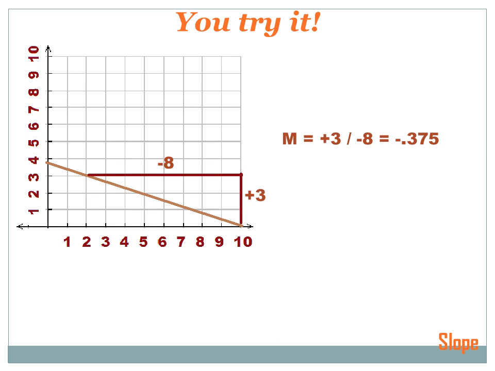Okay, our slope is the rise over the run. So I pick a point and I figure out how much it rises. 1, 2, 3. So it's a rise of +3. Now I got to go back over to the line from that spot. I go 1, 2, 3, 4, 5, 6, 7, 8. And that was in a negative direction towards the negative numbers. So it's +3 divided by -8, which equals -0.37.